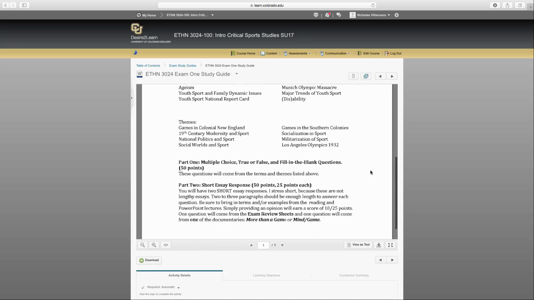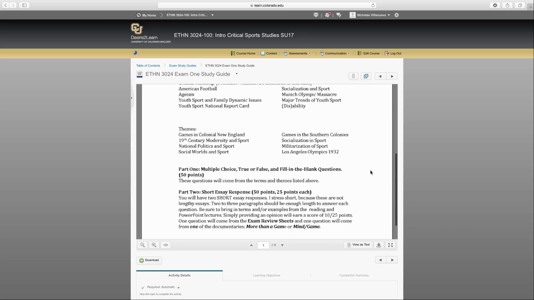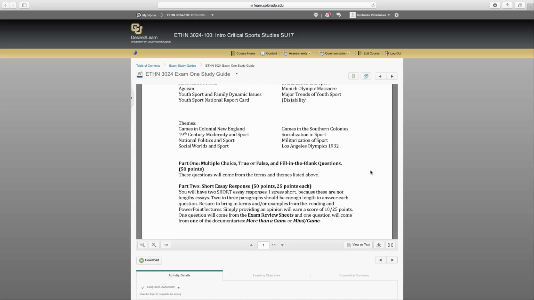Now the layout of the exam is set up this way. Part 1 has multiple choice, true/false, and fill in the blank questions. There are 50 points here. Don't worry, there are not 50 questions. I believe there are 28 or 29 questions that are multiple choice, true/false, and what I list here as fill in the blank, but really these are just questions that will ask you to provide a list.